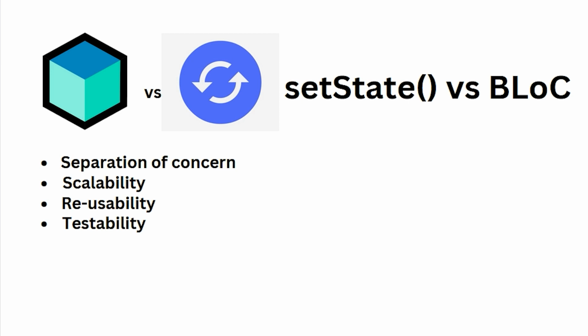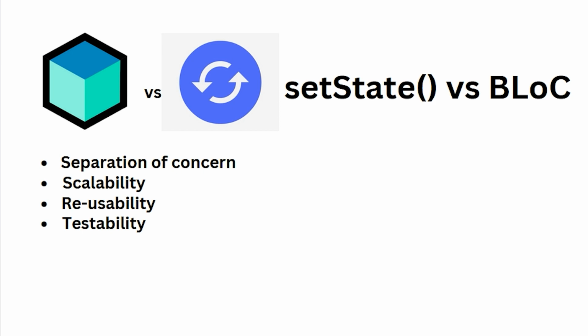And the second reason is scalability, meaning that setState can become hard to control as the complexity of the application increases. A state management solution like Bloc makes it easy to manage the state of a complex application and ensures that the code remains maintainable as the app grows larger. So that was the second reason why you should prefer a state management solution like Bloc instead of setState. So that was the scalability of a state management solution like Bloc or any other you like.